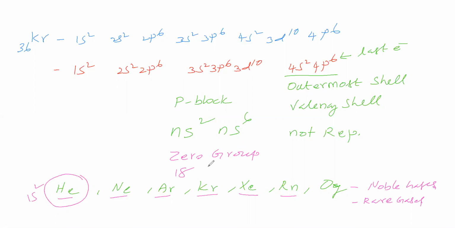So noble gases are at the last. The IUPAC group number is the 18th group.